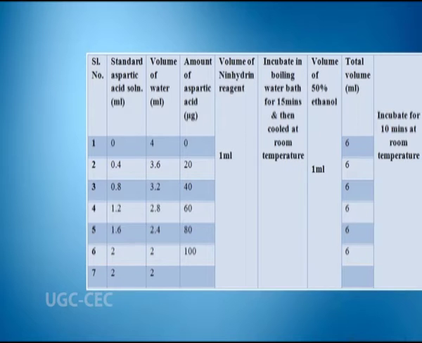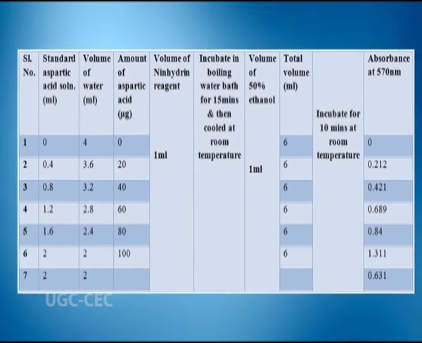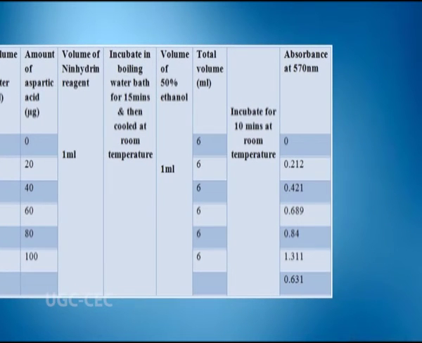water bath for 15 minutes and then cooled at room temperature. To this, 1 ml of 50% ethanol is added. The total volume of each test tube is 6 ml. The tubes are then incubated at room temperature for 10 minutes. The absorbance of the tubes is read at 570 nanometer.